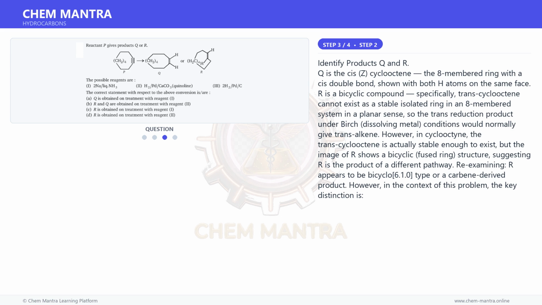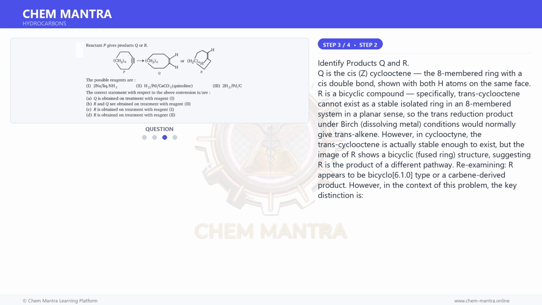the same face. R is a bicyclic compound. Specifically, trans-cyclooctene cannot exist as a stable isolated ring in an 8-membered system in a planar sense, so the trans-reduction product under Birch (dissolving metal) conditions would normally give the trans-alkene. However, in cyclooctene, the trans-cyclooctene is actually stable enough to exist, but the image of R shows a bicyclic, fused ring structure, suggesting R is the product of a different pathway.